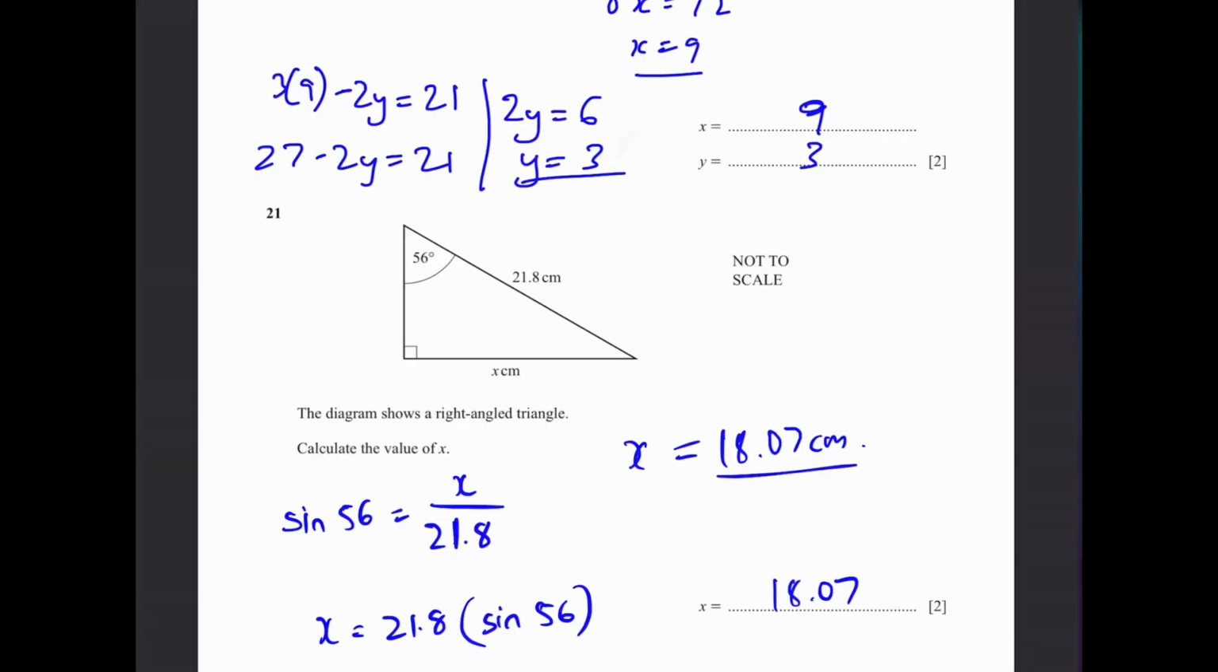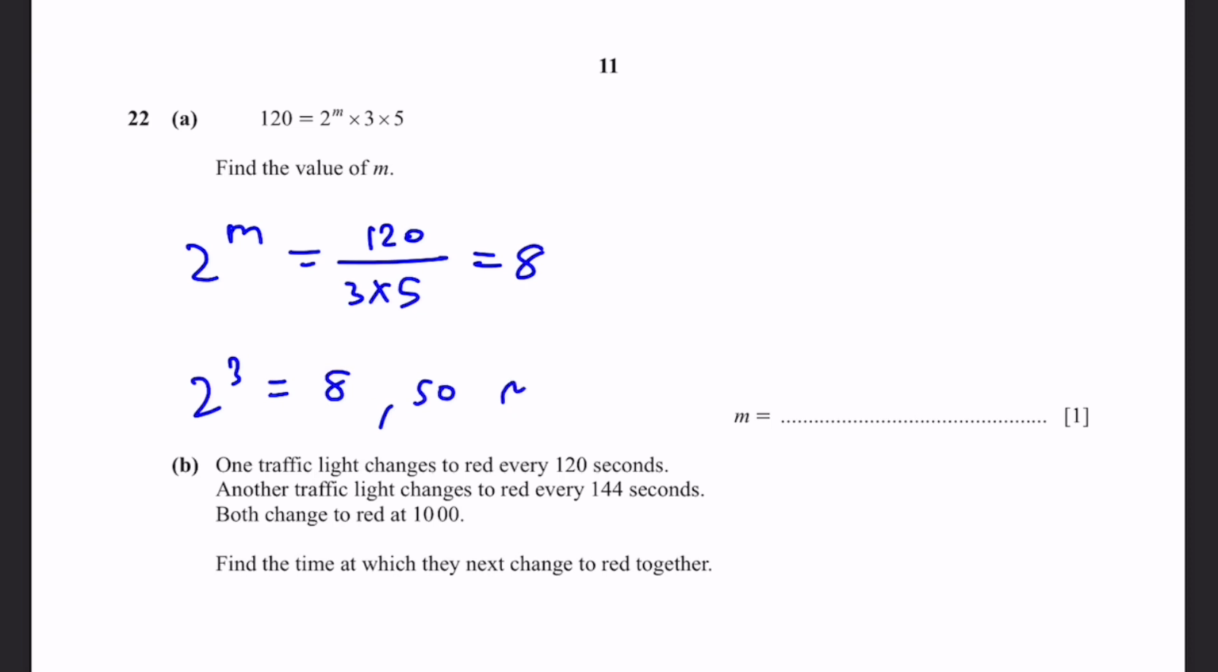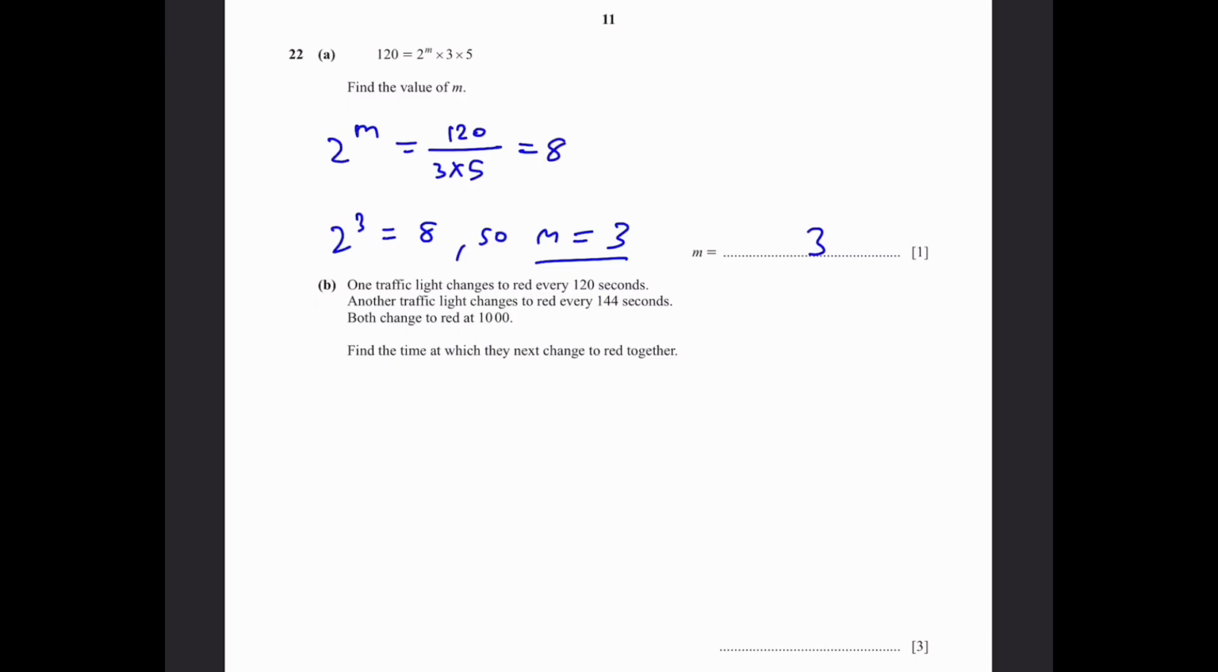Let's go to question 22. A. 120 equals 2 to the power m into 3 into 5. Find the value of m. So we can bring 3 into 5, which is 15, to the other side. 2 to the power m equals 120 by 3 into 5, which is 120 by 15, which is 8. So we know that 2 to the power 3 is equal to 8. So that means m is just equal to 3. That's the answer.